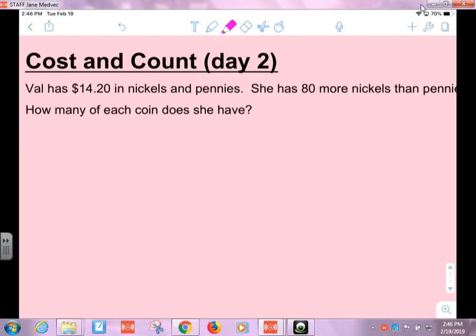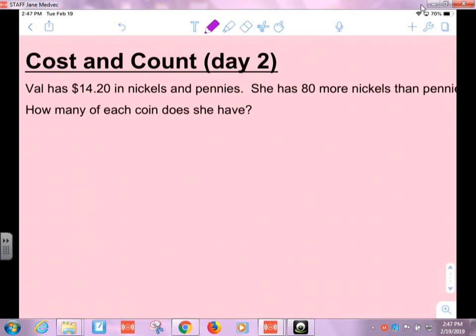So essentially what we're looking at is Val is a person, and she's got a piggy bank, and she's got nickels and she's got pennies. And we want to know how many of each type she has. Okay, so this is the second type of problem. These are the red problems. If you look at the homework sheet that I have for you, these are the red problems that you're going to be solving and setting up like this.